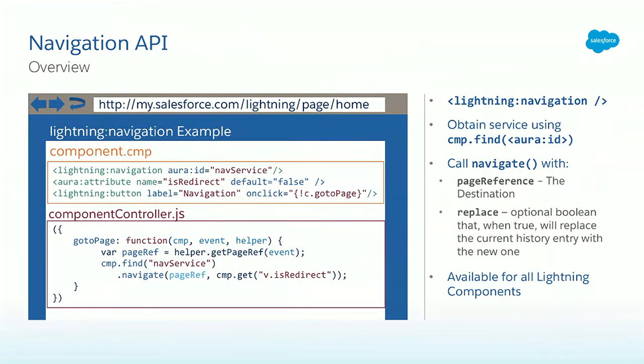So what does this look like? You need to bring in the Lightning navigation component and tack onto it an ID. In this case, I call it nav service. Then reference that through a component find. And then you can call it with the page reference and optionally with the replace parameter.